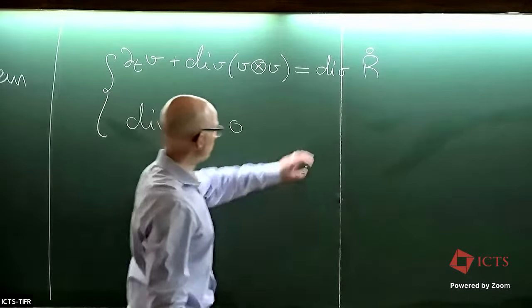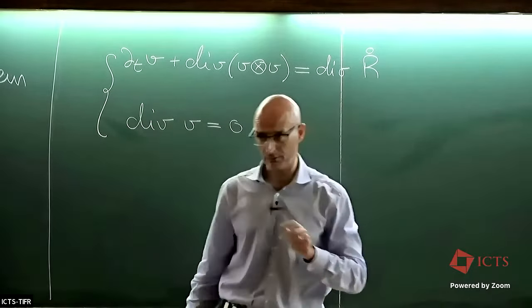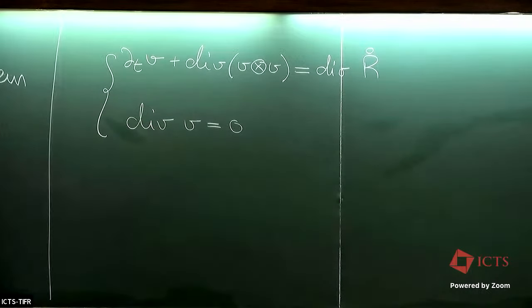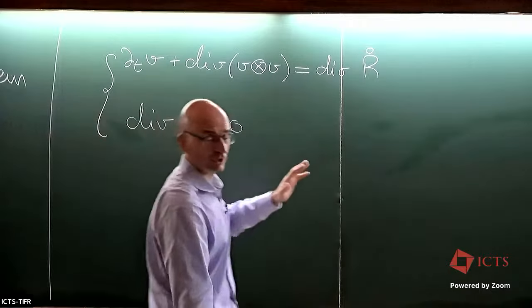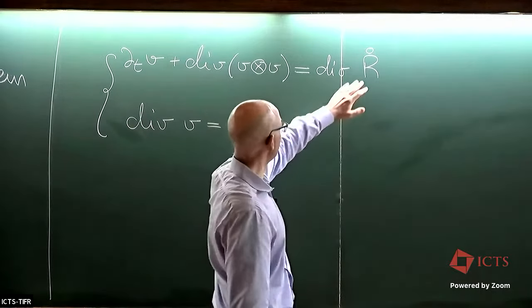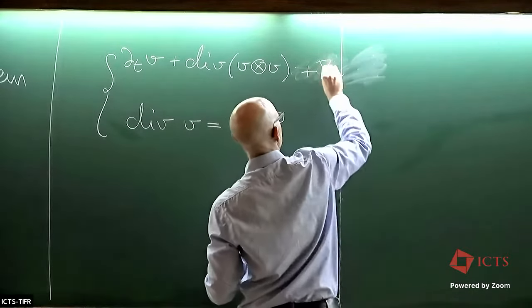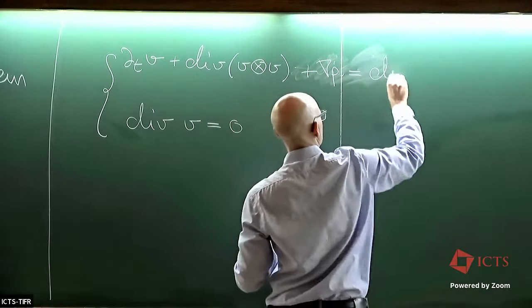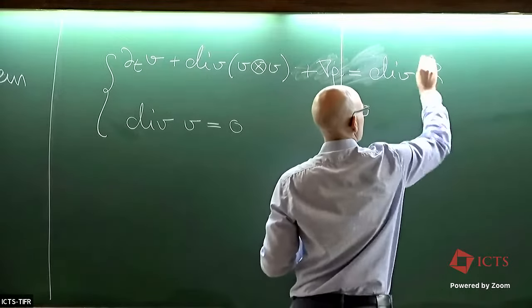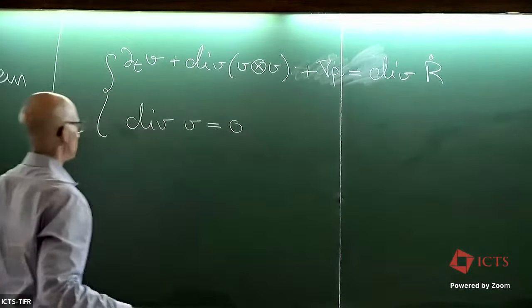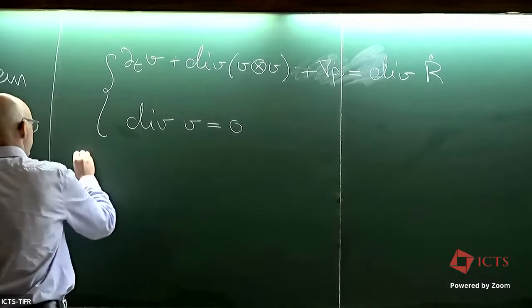The reason why I put a circle over there is to remember the following fact. That R circle is trace-free. The typical Reynolds stress is not trace-free. Oh, I forgot the pressure. Okay, let me just make one remark.